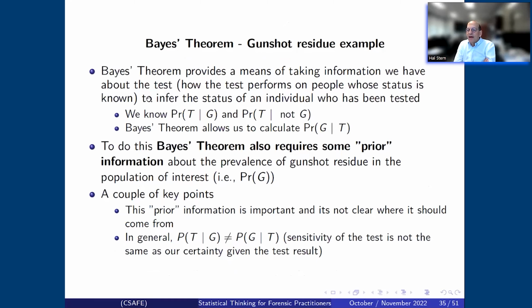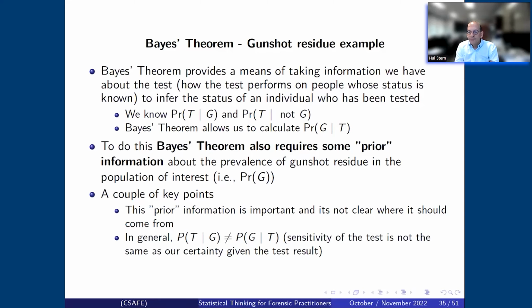So the challenge with diagnostic tests is the package will tell you the probability that the test comes back positive if you're pregnant. It should tell you the probability that it comes back positive if you're not pregnant, the false positive rate. But that's not what you care about. You take the test, it comes back positive, and you want to know, can I be sure that I'm really pregnant? Or can I be sure that the person actually has gunshot residue on their hand?